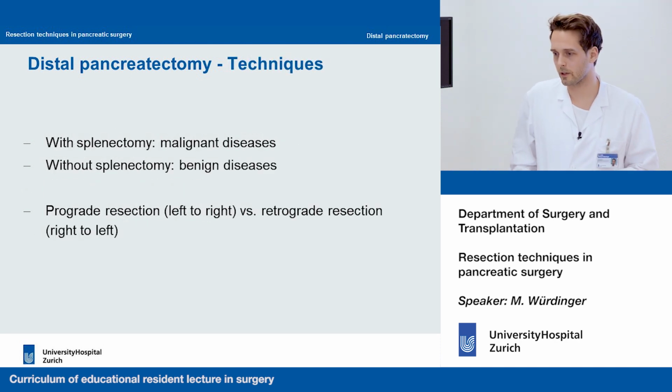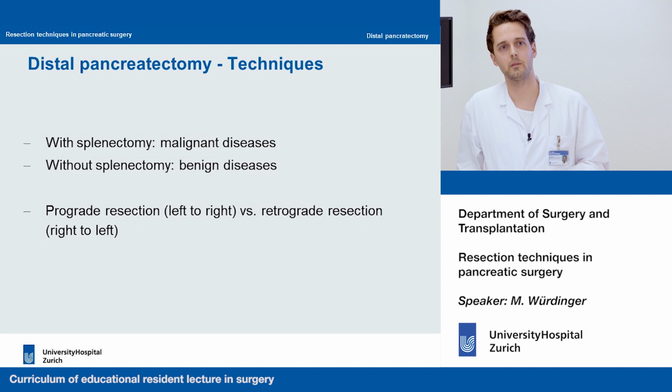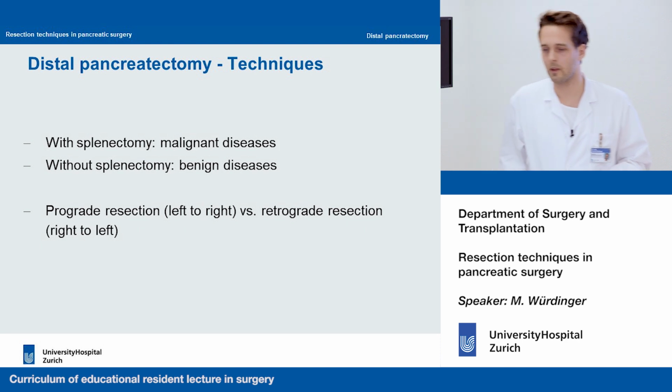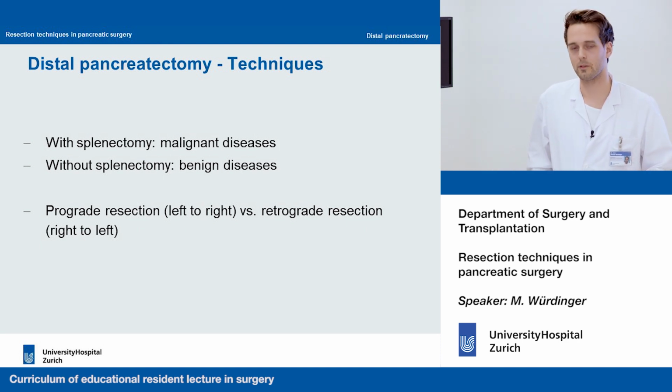And the distal pancreatectomy can be done with or without a splenectomy. We have to do it with splenectomy in case of malignant diseases. And in benign diseases, we can do it without a splenectomy according to the technical feasibility. And the pancreas can be resected from the left to the right side or from the right to the left side.